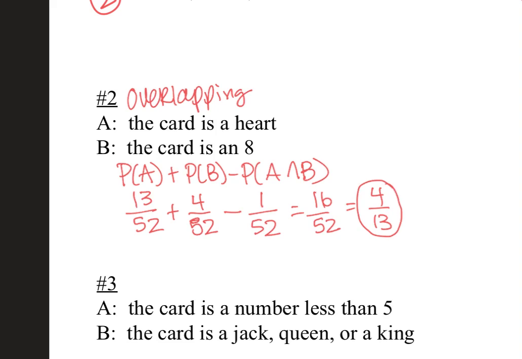And there's my probability. You could put this into a calculator and get the actual probability, but you know 4 over 13 is less than 1.